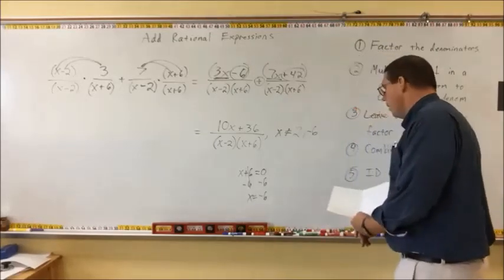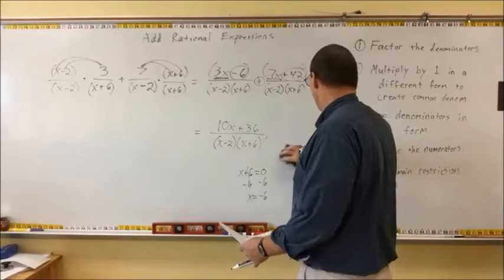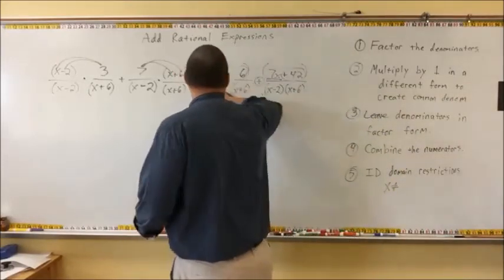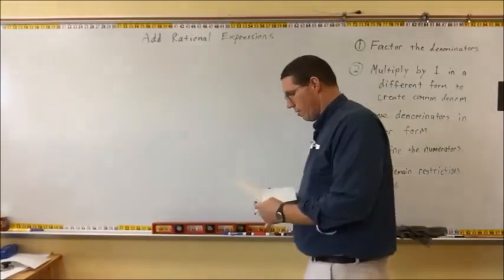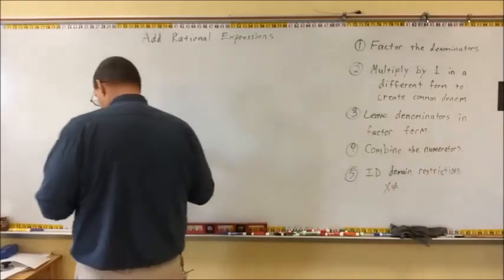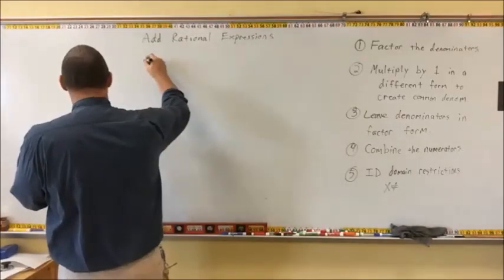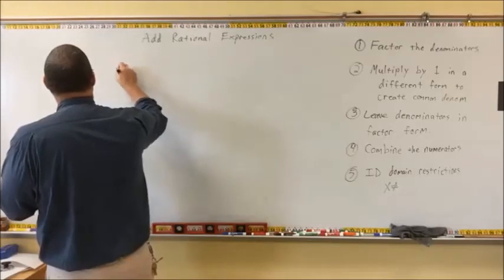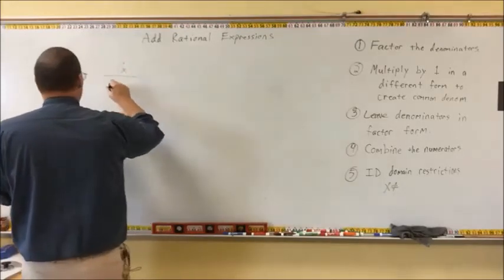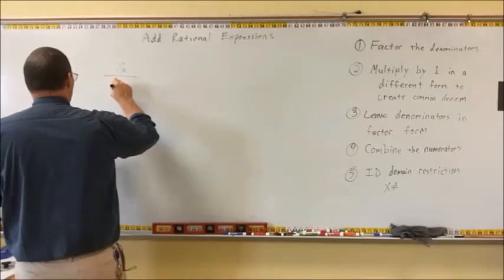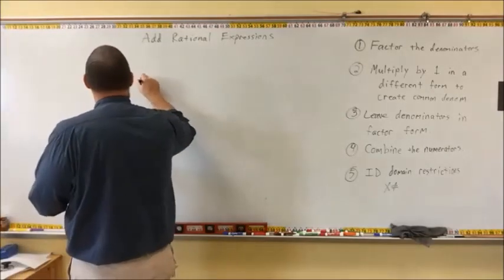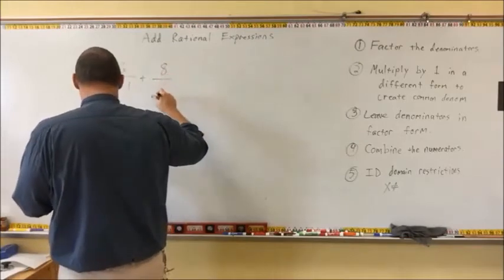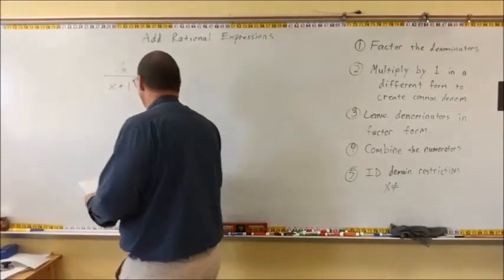Okay? All right. Let's do another example. Now that we've got our procedure here, we should be able to go through it a little bit quicker. Let's go up one step here. Let's do 7x over x plus 1 plus 8 over x minus 5.